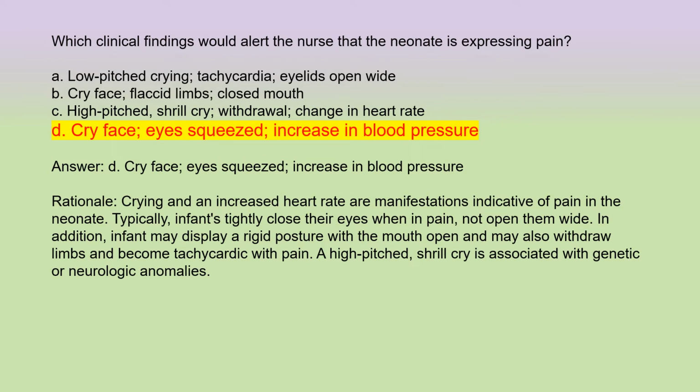Answer. D. Cry face, eyes squeezed, increase in blood pressure. Rationale. Crying and an increased heart rate are manifestations indicative of pain in the neonate. Typically, infants tightly close their eyes when in pain, not open them wide. In addition, the infant may display a rigid posture with the mouth open and may also withdraw limbs and become tachycardic with pain. A high-pitched, shrill cry is associated with genetic or neurologic anomalies.